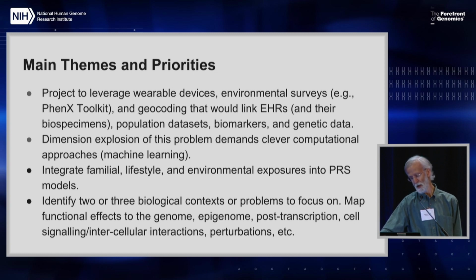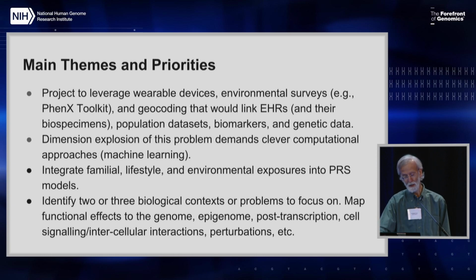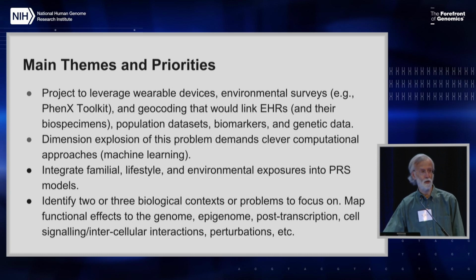And so this first one is just this grand sort of problem of linking up all these environmental effects with genetic variation data. And because of this dimension explosion, of course, it's going to put a huge burden on the computational problem. So are there clever ways to do feature selection to reduce the dimensionality? Machine learning approaches and so forth is going to be at a real premium in this particular problem.